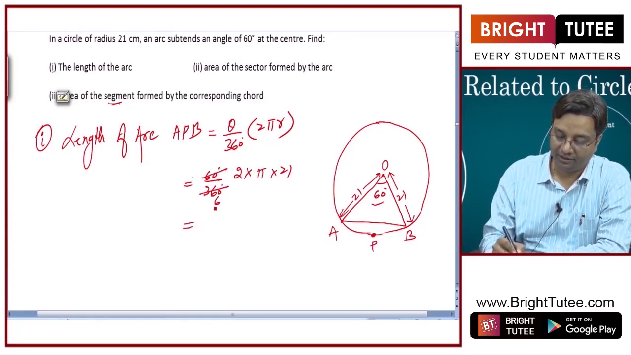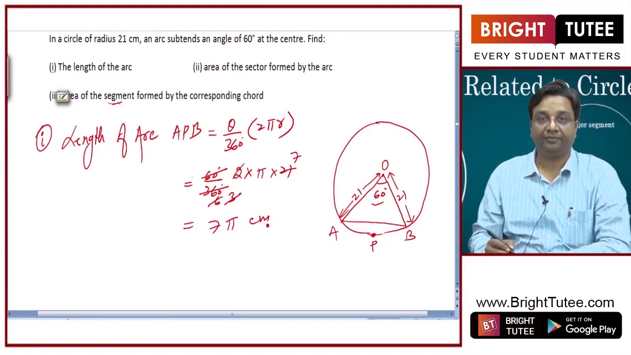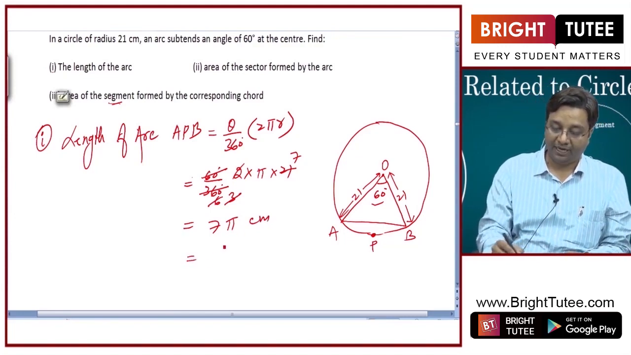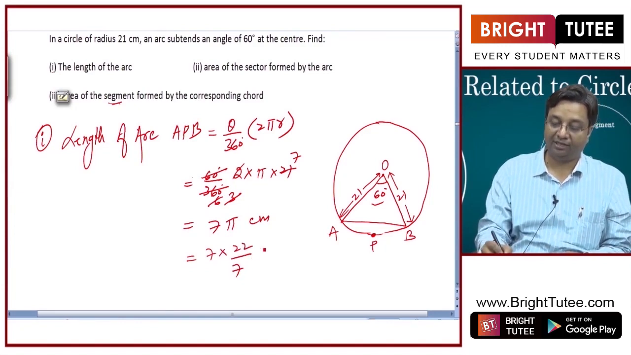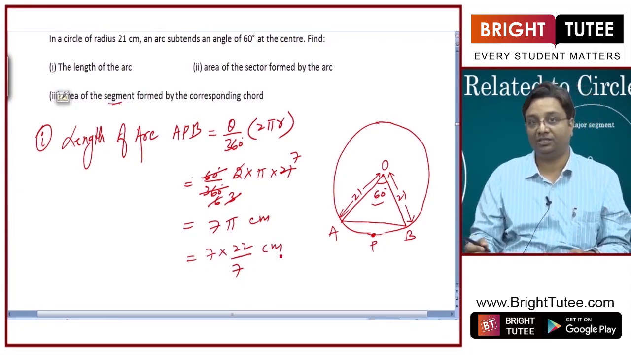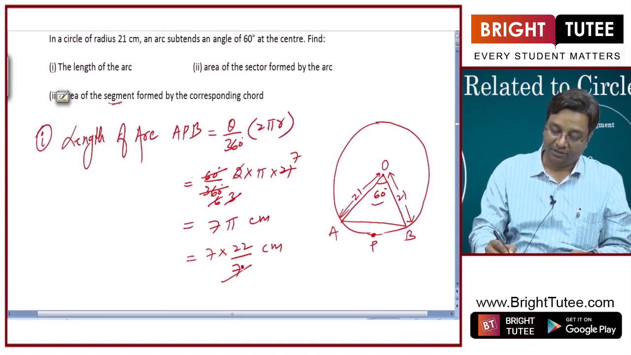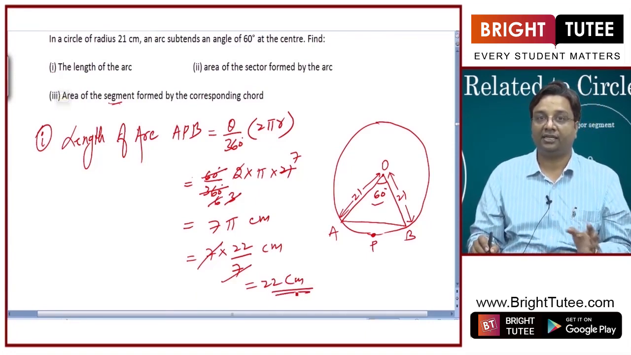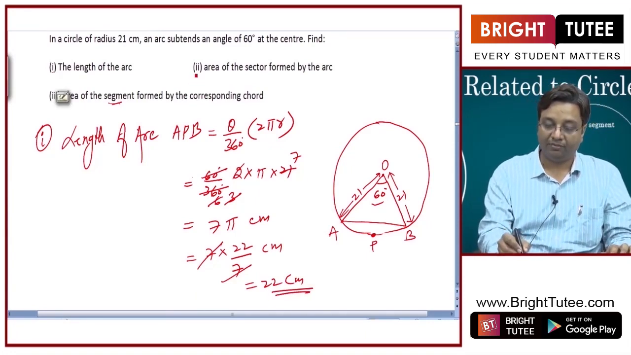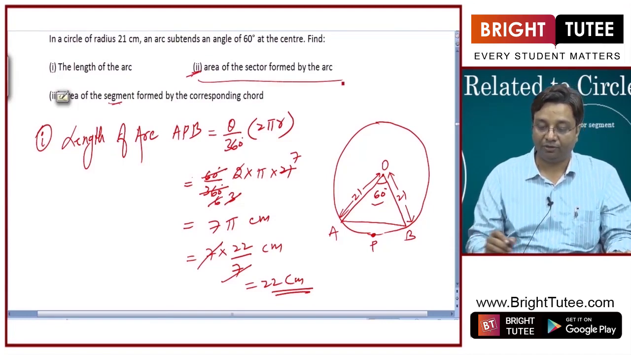So it is 6, 3, 7. So it is equal to 7 pi in centimeter, right? If I take pi equal to 22 by 7 because it seems convenient to me and it is not given in the question what to take. So I am taking 22 by 7. So I have cancelled it. 22 centimeter is the length of the arc APB, right? What is the subpart second? Area of sector formed by the arc.